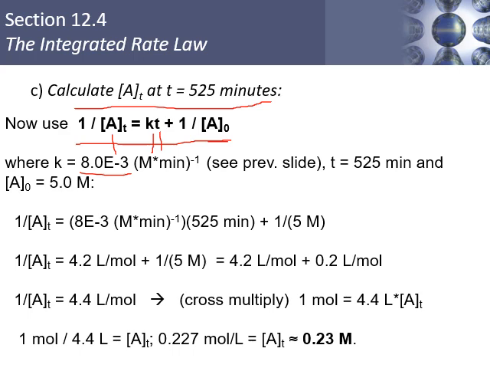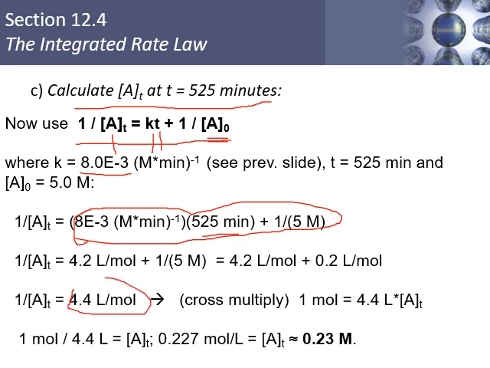I mean, you can rearrange this at the beginning if you want. I don't think I did that here. So substitute in your value for k and t, and also for your A naught here. And when you do your math on the right hand side of the equation, when you do all of this multiplying and dividing and adding and subtracting, you're going to wind up with 4.4 liters per mole. But you'll want to make sure that you understand that. What I mean is you want to make sure that you can do that on your own, without looking at the answer here.